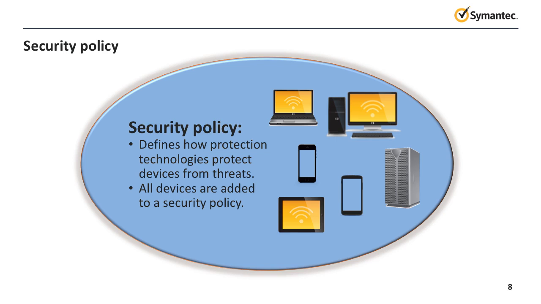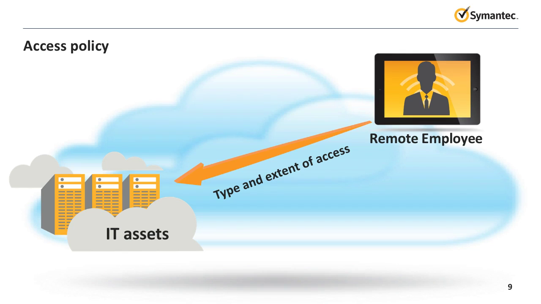In SEP Cloud, an access policy defines the type and extent of access to IT assets and other organizational resources that users are allowed to have. In general, access policies can be of various types, such as email, Wi-Fi, VPN, printer access, and mapped drives. SEP Cloud currently supports email and wireless access policies.